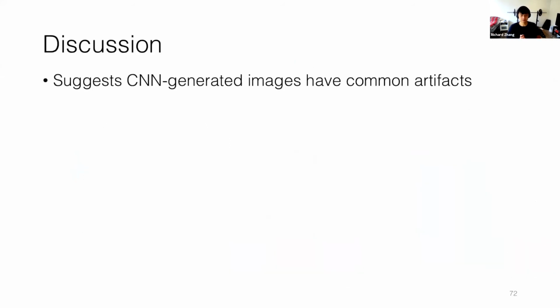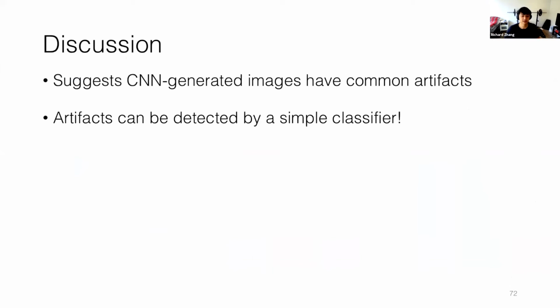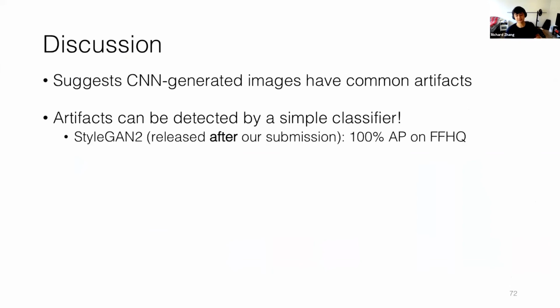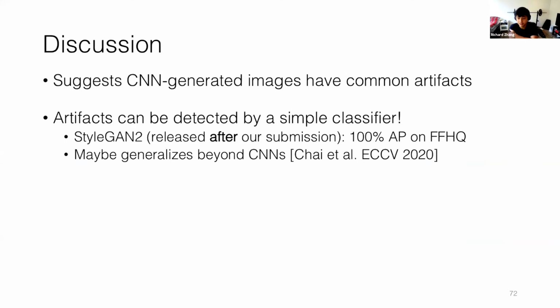Okay, so what this study suggested is that CNN generated images do have common artifacts. And it turns out those artifacts can be detected just by a simple classifier. And in fact, we did this study and released it on arXiv. And just a few weeks later, StyleGAN 2 came out. It was released after our submission, and we ran it out of the box. And on FFHQ, it got a really good score. It got 100% average precision. And what's interesting this week is that there's a new paper from MIT, from Lucy Chai et al., that indicates that maybe this is not just specific to CNNs, it may actually generalize beyond CNNs. So I'd encourage you to look at this study for a whole bunch of neat experiments.